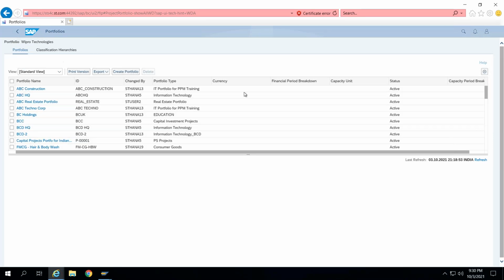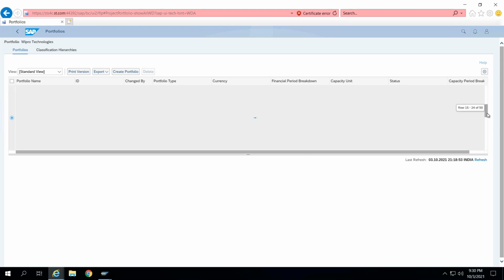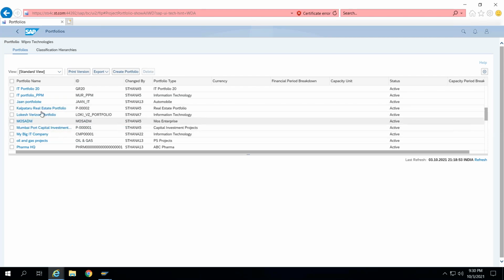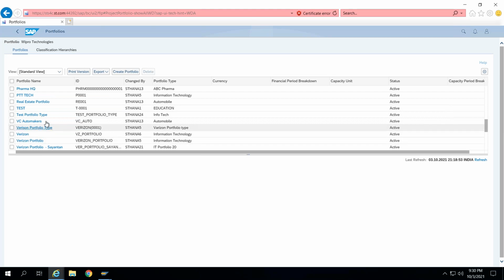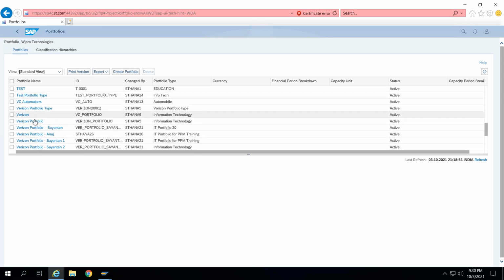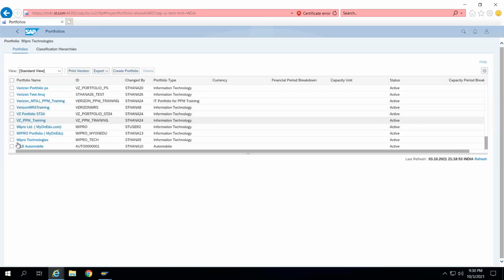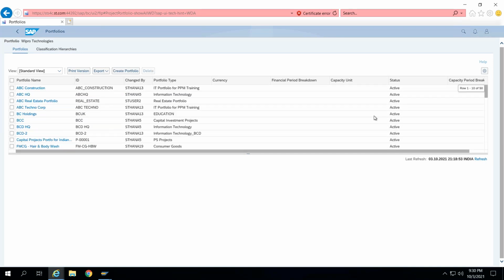These are the portfolios in this system. I have taken specific scenarios, and these all are created by me only. This Wipro Technologies, and here this Verizon. Recently we conducted one training for Verizon also. Wipro Technologies and all these are prepared by me only. Okay, any other question, please?